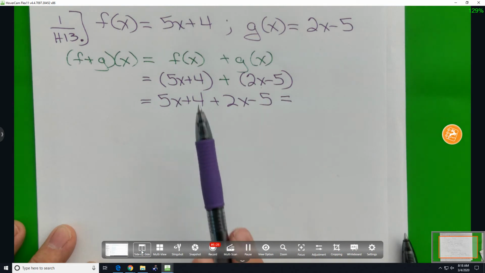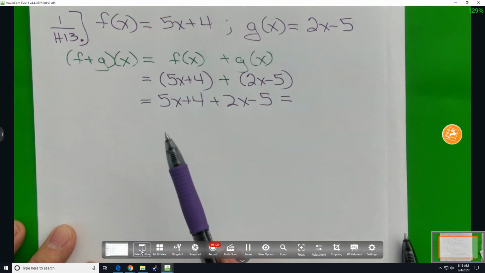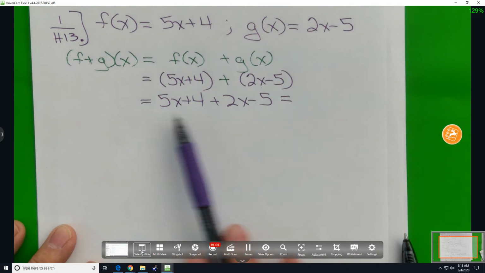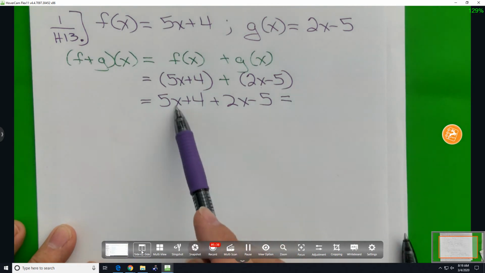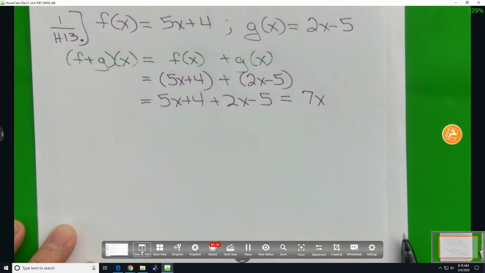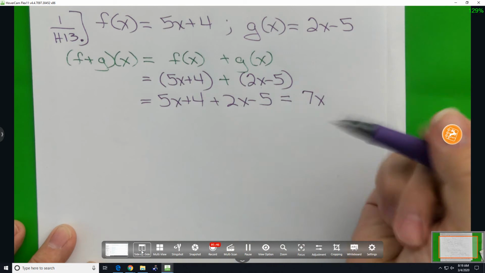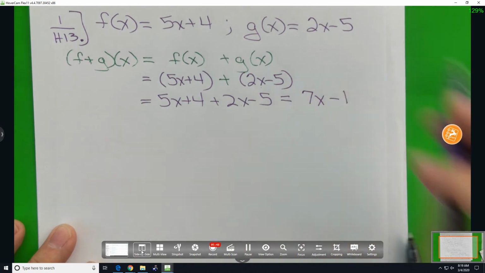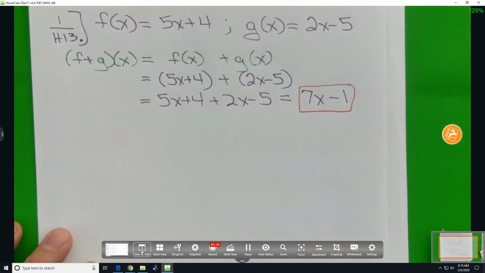And now you know, I said that addition of functions is just plain old algebraic addition. You know how to add these. It's combining like terms. What do you do next? Okay, 5x plus 2x. Those are like terms. That's 7x. And I agree. 4 minus 5 gives us a minus 1. So there's my answer for f plus g.